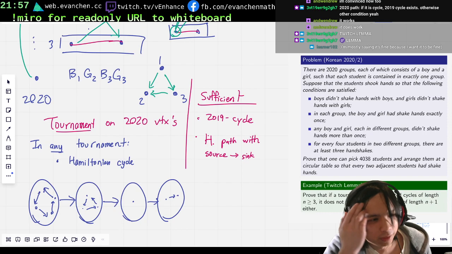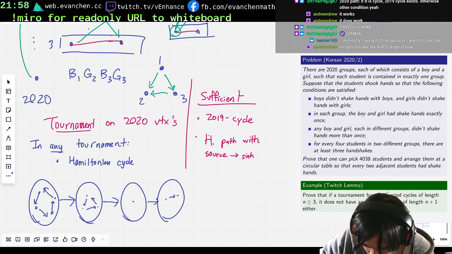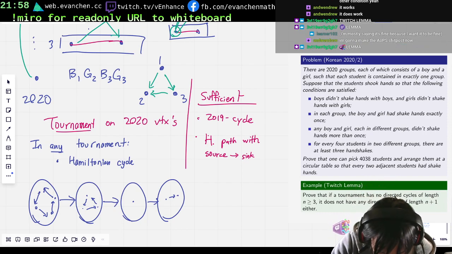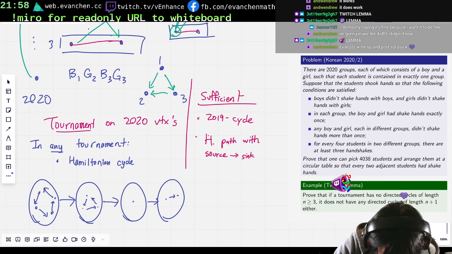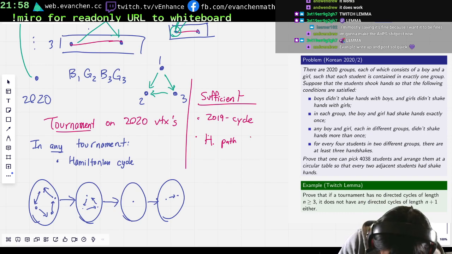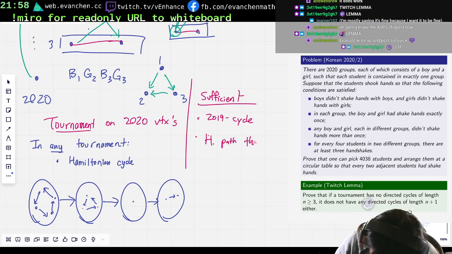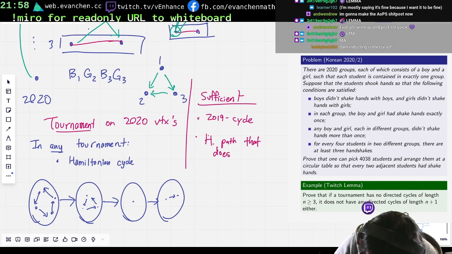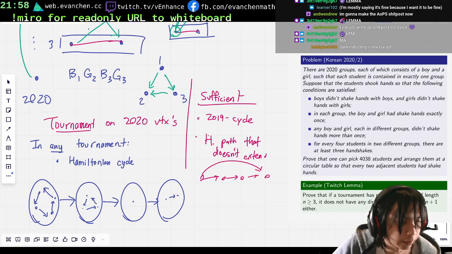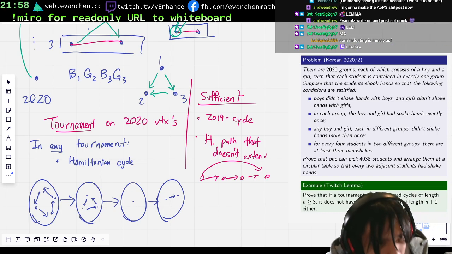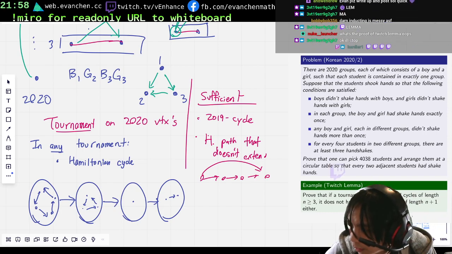Yeah, okay, so a Hamiltonian path that doesn't complete to a cycle is what we want. There we go. Now it works. So a Hamiltonian path that doesn't complete. If I have a path and then the last one goes like that, then it's okay. You don't need to be a full source and sink.